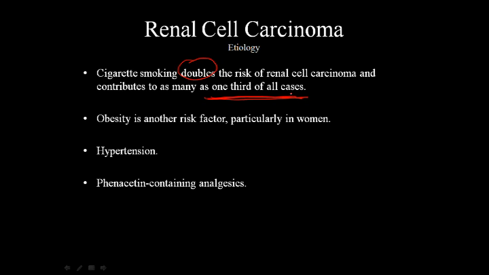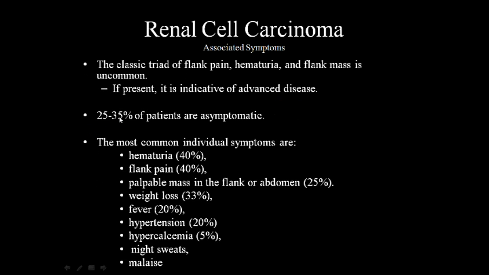Very interesting. Obesity is another risk factor, particularly in women. As we see in our culture, obesity has begun to take hold. And so it's not uncommon that we're probably going to see an increase in renal cell carcinoma simply because of this. Hypertension, for unknown reasons, and phenacetin-containing analgesics. And who knows, the list could go on longer than this, but we really don't understand everything there is to know about renal cell carcinoma. And that's kind of the scary thing.